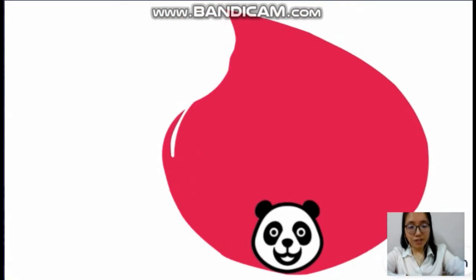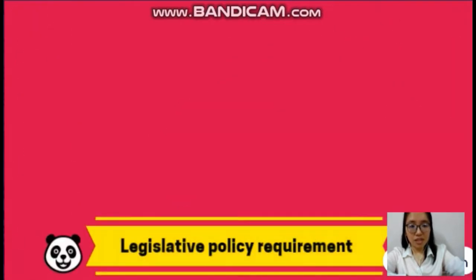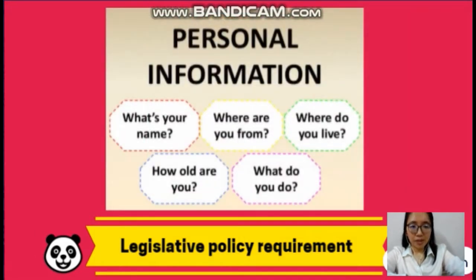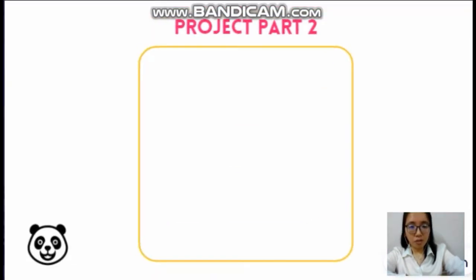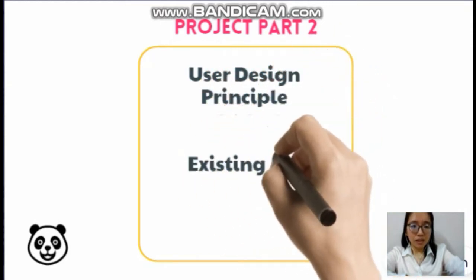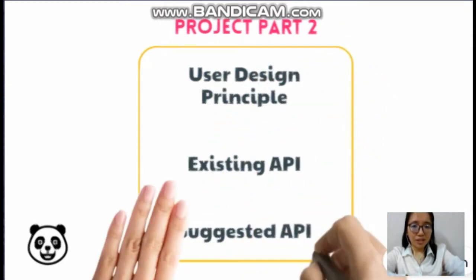For non-functional requirements, privacy policy is a legislative policy requirement that explains how Foodpanda will use the user's personal information that the user provided to Foodpanda by using their service. For project part 2, it consists of user design principle, existing API, and suggested API.